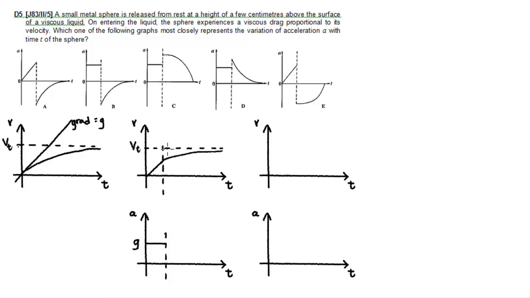Once it enters the liquid, the gradient of the VT graph is less than g, which means the acceleration upon entering the liquid immediately becomes less than g. The gradient of the VT graph approaches zero as the object approaches its terminal velocity. This means that the acceleration begins from a value that's less than g and approaches zero.